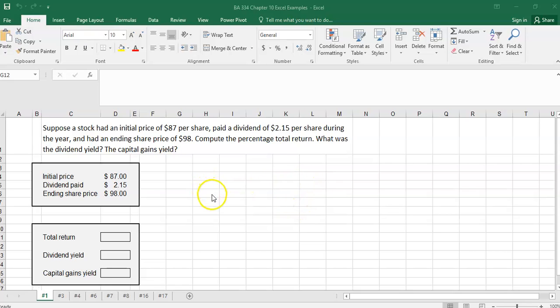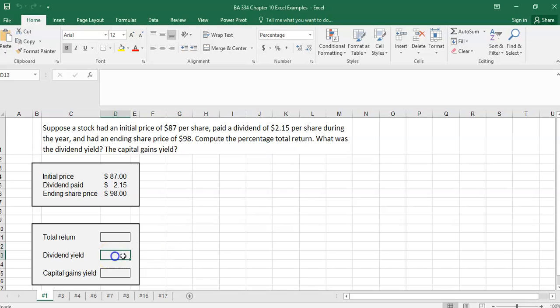Business Finance Chapter 10 examples. So we're going to go through these examples for Chapter 10 based on finding stock returns. We're trying to figure out what the total return, the dividend yield, and the capital gains yield are for this stock. So we're going to start actually with the dividend yield.